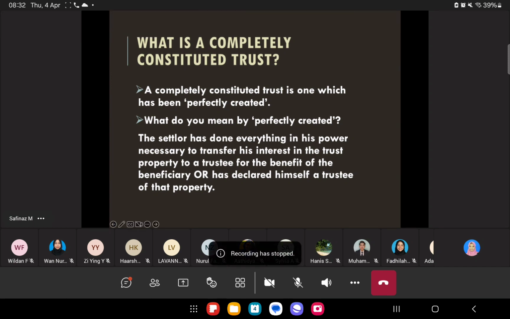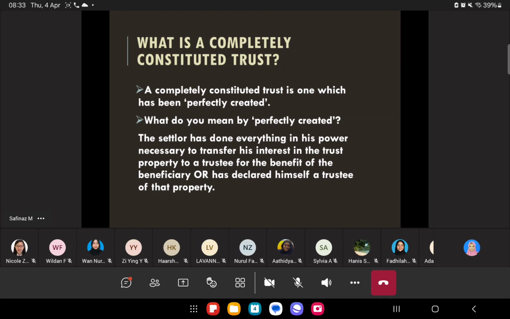Okay, a completely constituted trust. Nampak slide kan? A completely constituted trust is one which has been perfectly created. What do you mean by perfectly created? The settlor has done everything in his power necessary to transfer his interest in the trust property to a trustee for the benefit of the beneficiary or has declared himself a trustee of that property. Okay, so itu maksud dia a trust that is perfectly created.